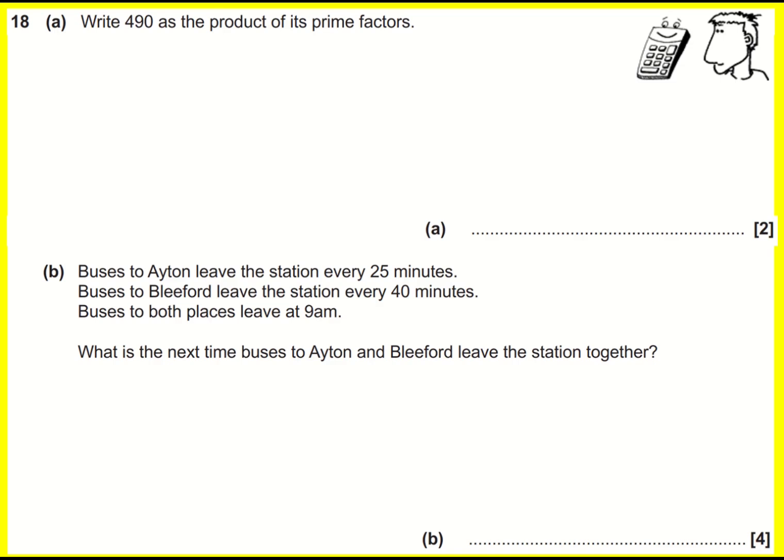Right, 490 is a product of its prime factors. Let me just give you an example of what we mean by that. For example, 20 is actually 4 times 5. We can write that as 2 squared times 5. 2 is prime, 5 is prime. That is a product of prime factors.